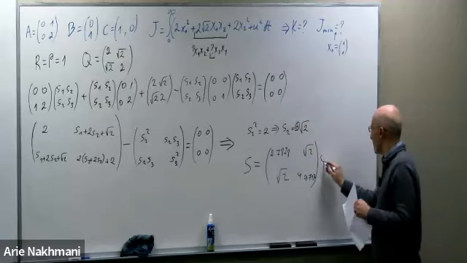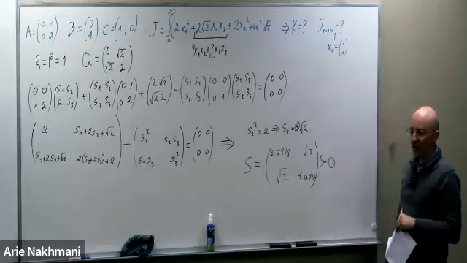This is positive definite. How do you know that this is positive definite? This one is positive. This one times this one is more than this one times this one, which is 2. The 2.7 times 4.9 is more than 4. Obviously, it is positive definite.